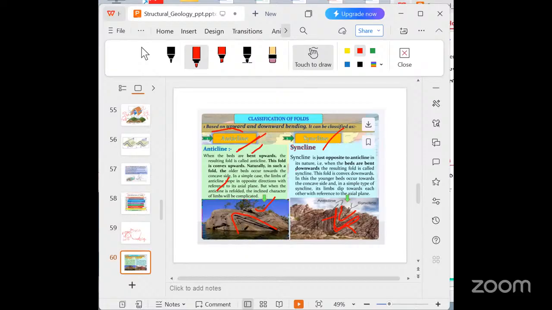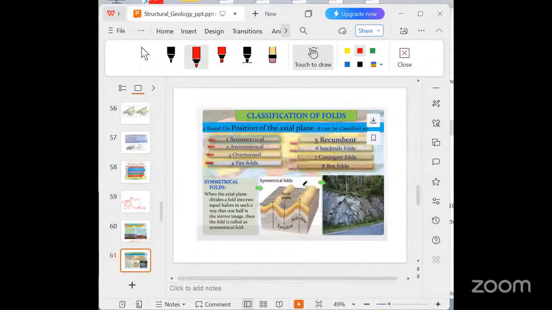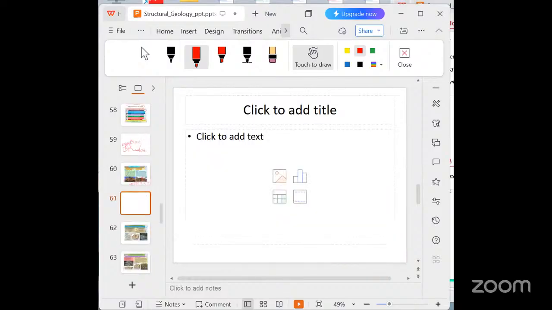So you can draw the picture like this. This is called anticline, and these are the limbs, right? Simple, you draw this figure like this. And syncline is also the same. These are called limbs. So this is called syncline. So anticline is over, syncline is over.